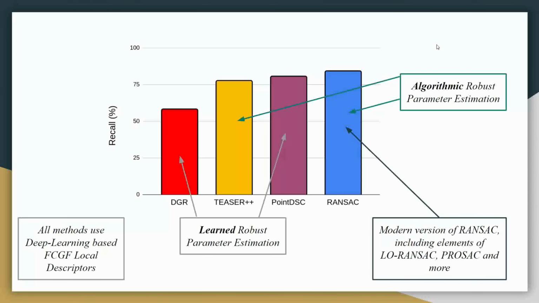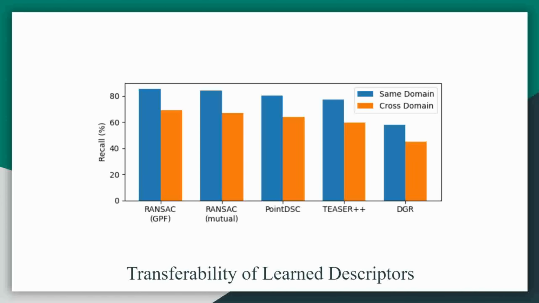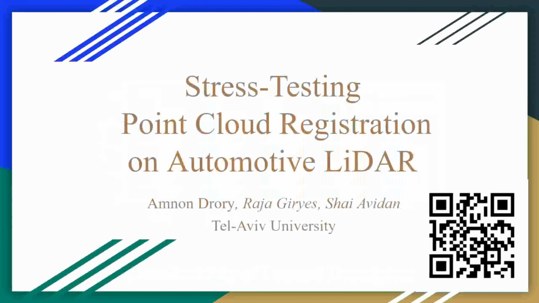Using these sets, we produce a ranking of registration algorithms. We find that the best results in both accuracy and speed are achieved by advanced TransAC. We test the robustness of new registration algorithms to rotations, offsets, and low overlap. We also test the transferability of deep learned descriptors to previously unseen locales. Please visit our poster and paper for more details.